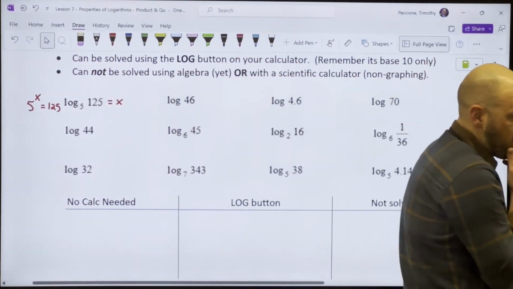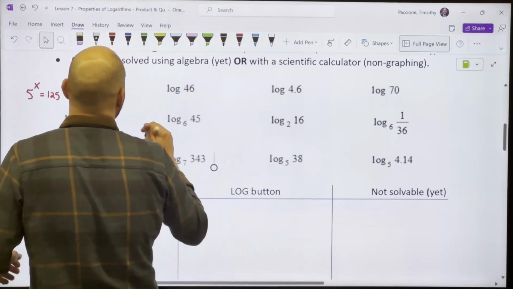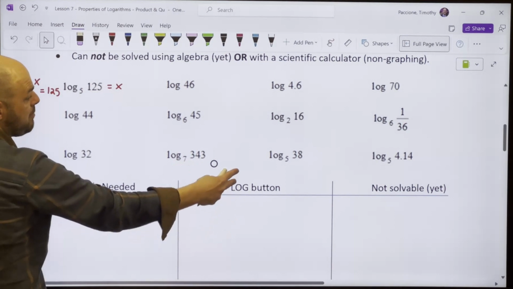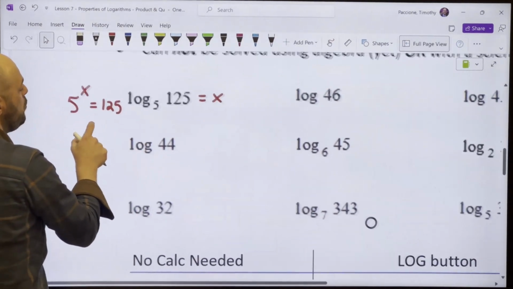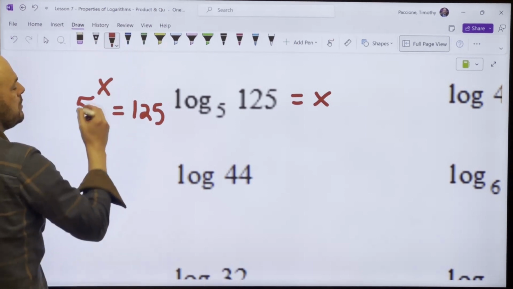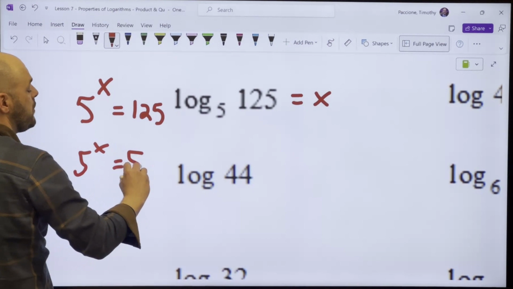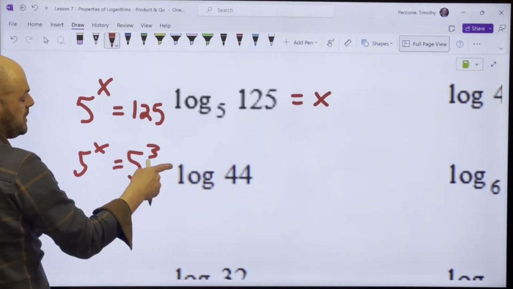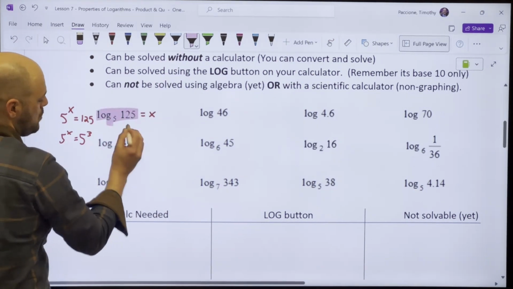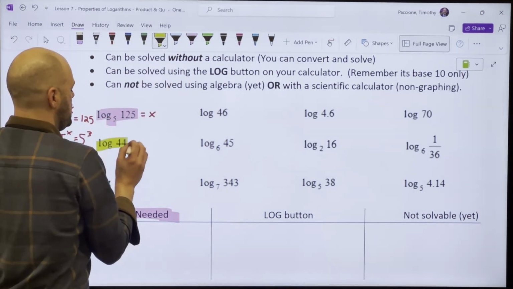I'm going to come around and check your homework. All right, so for each of these, you would want to figure out, can you do it? Do you need a log button? Can you not do it at all? Let's go back to this one. Can I do this one? Yes. Why? Yeah, because this would be 5 to the third, and I can do that. And x equals 3. So that means this one, no calculator needed.